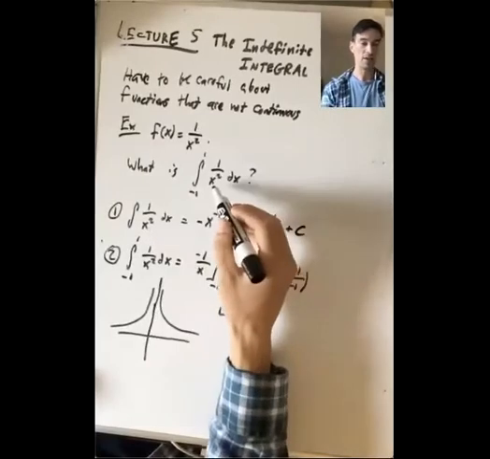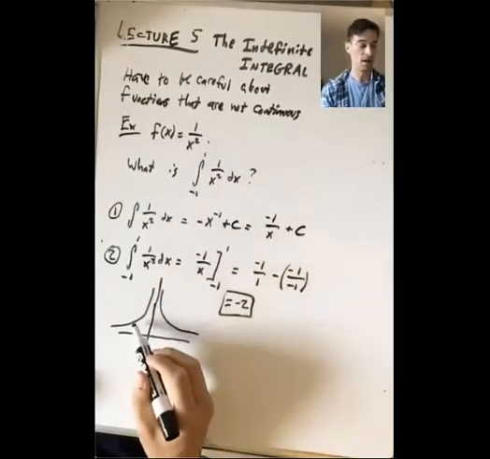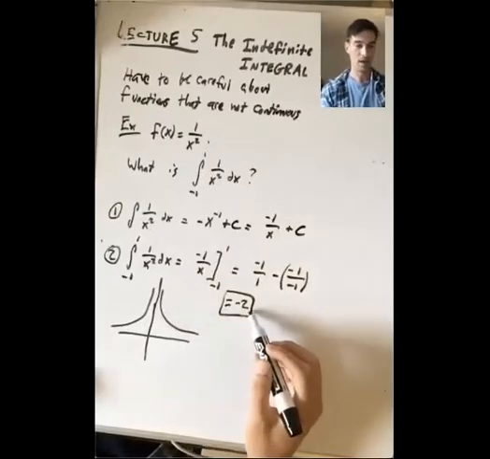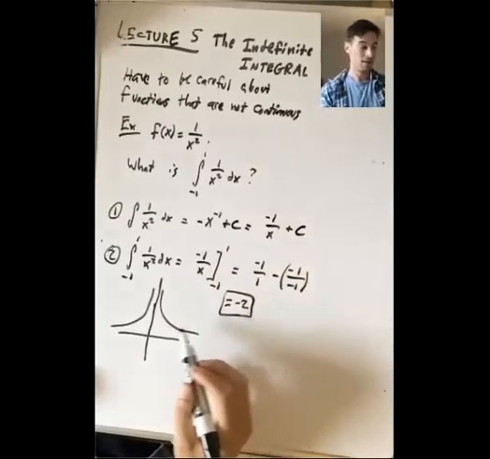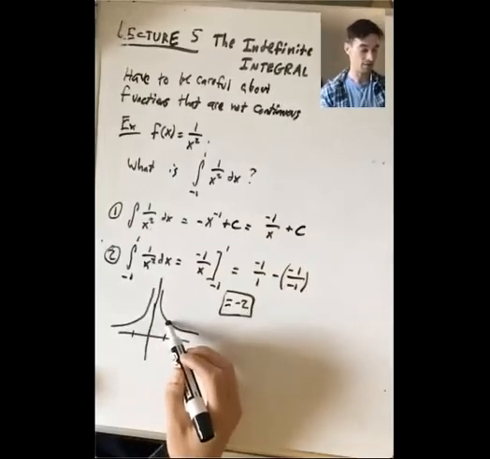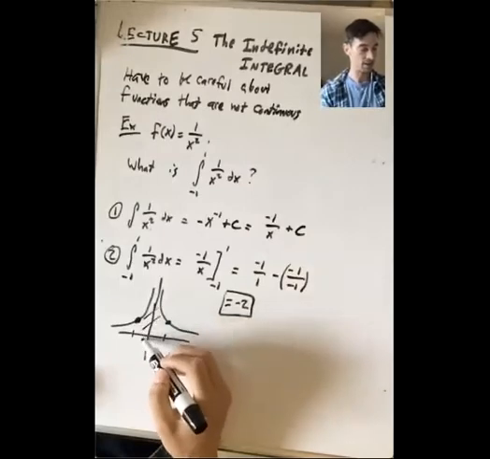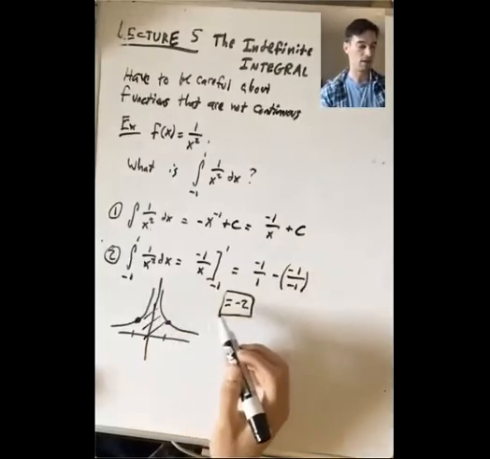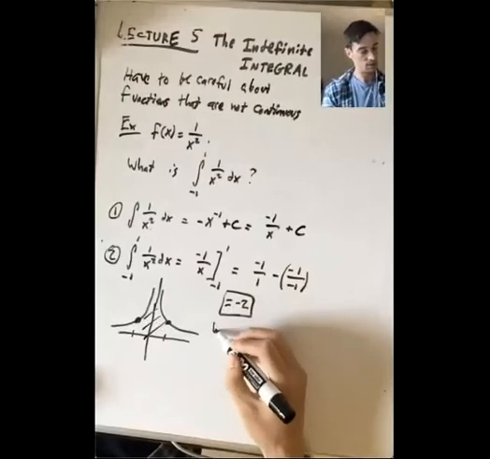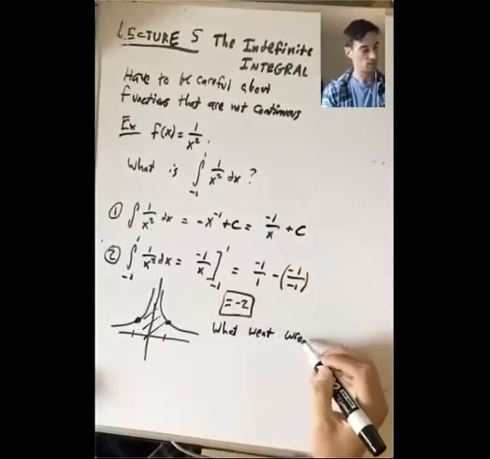But this definite integral is asking for the signed area between -1 and 1 under the graph of this function. And we're getting a negative number. But this function is never negative. Right? This function is greater than or equal to 0. So it just doesn't make sense that this area would be -2. So the question is, what went wrong?